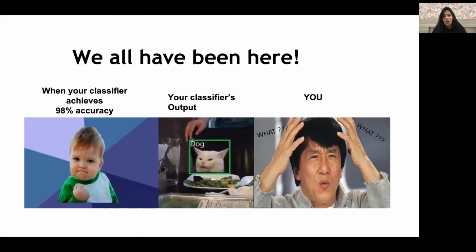Honestly, we all have been here when we first trained our models, especially a deep neural network. Our classifier just achieves 98% accuracy. Let's say we are training a dog and cat classifier. And when we are testing it on our test set, it ends up identifying even the most basic cat as a dog. And we are just left thinking that if my model's accuracy is 98%, what just happened at test time?